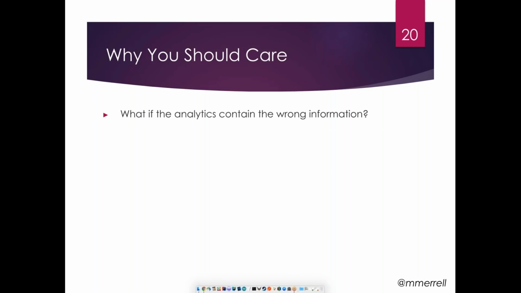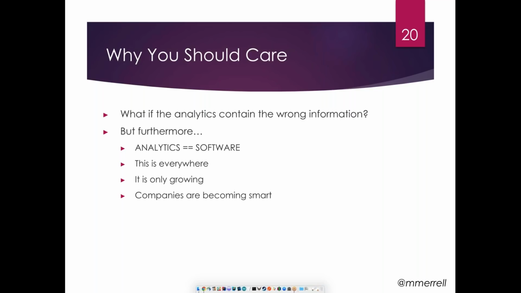So the reason you should care about this is because this stuff can be wrong. It can be wrong, and it can be wrong a lot. And if it's wrong, $1 million decisions are being based off of what kinds of data this is throwing off. Analytics is software. You should test it like software. It is also everywhere. It is only growing. And companies are becoming pretty smart about how they implement this stuff pretty well. The thing that I have observed, once again, broad sweeping generalization, is that QA is being left behind in this conversation.